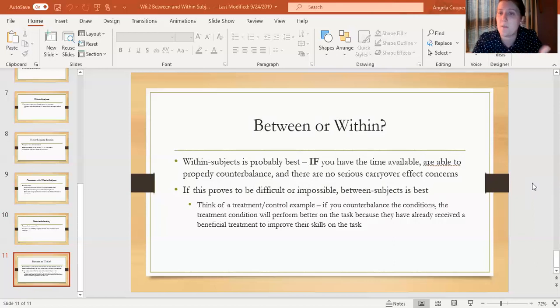Like I said, with the treatment and control example, the treatment condition might perform better on any task because they've already received the treatment if they're doing the counterbalance. So it doesn't really matter that you've done that counterbalancing. You still have people that are influenced by this treatment that is actually making them perform better, or what have you. So it's best to just keep that as between subjects. That way we don't have to worry about any carryover effect, no matter what. Even if we've controlled for it, you're still going to have a bit of a carryover with that sort of design.